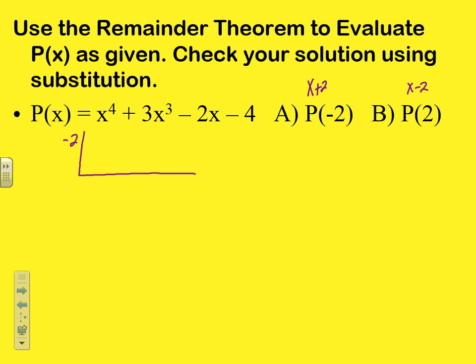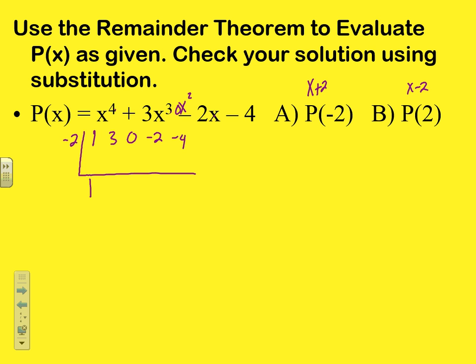So looking at our exponents, we have 4, 3. We're missing a 2, so I'm going to say 0x squared. We also have the 1 in that, so we have to add a 0 placeholder in. So the coefficients would be 1, positive 3, 0, negative 2, and negative 4. So let's do our division.